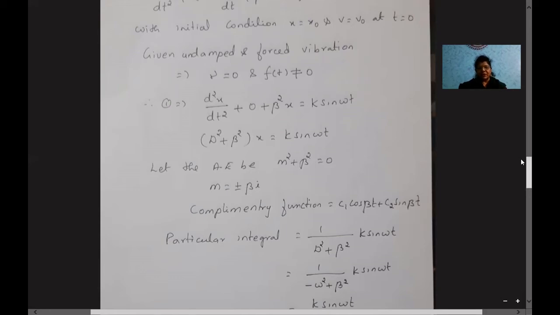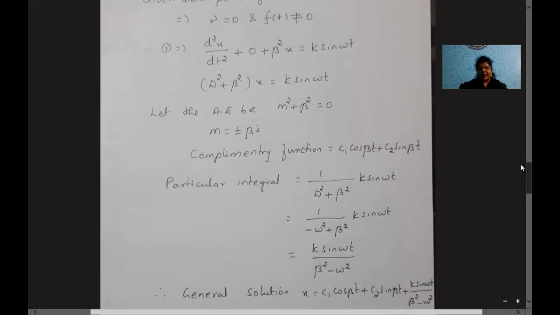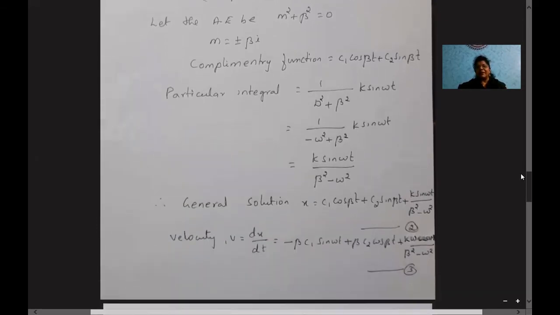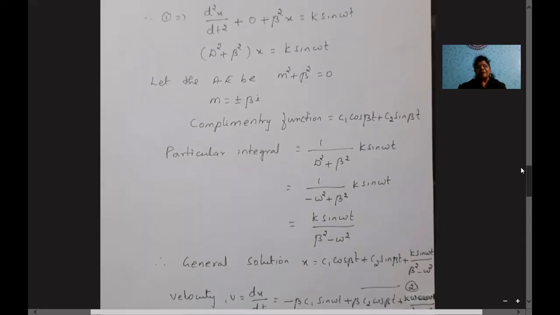The general solution is complementary function plus particular integral. First, let me find the complementary function. For that, the auxiliary equation is m square plus beta square is equal to 0. M is equal to plus or minus beta i. Again, this is a complex root with alpha value 0, and beta value remains the same. So the complementary function is C1 cos beta t plus C2 sin beta t.